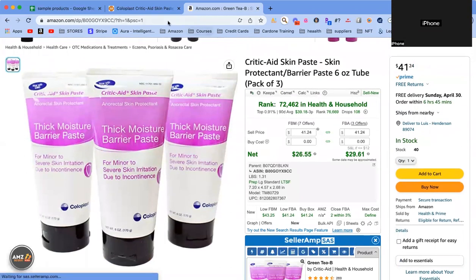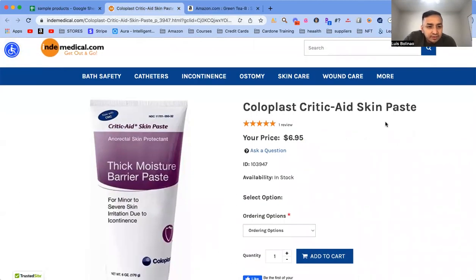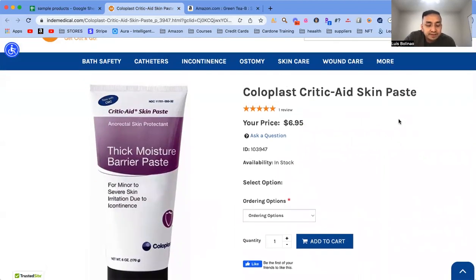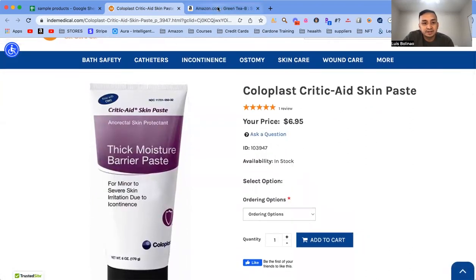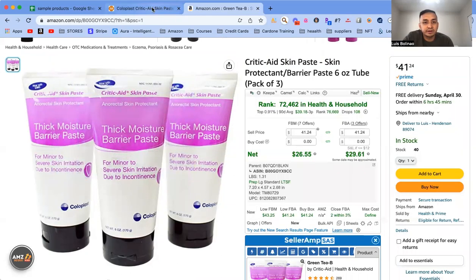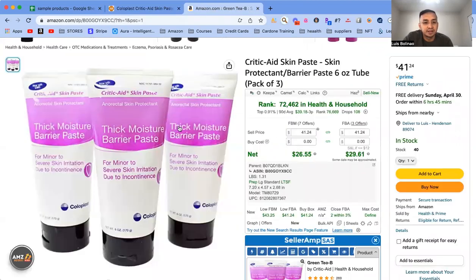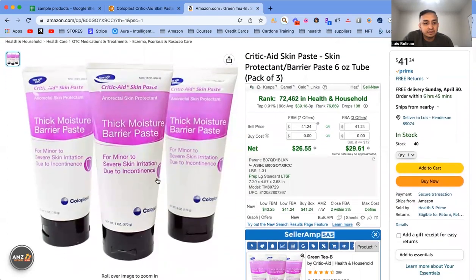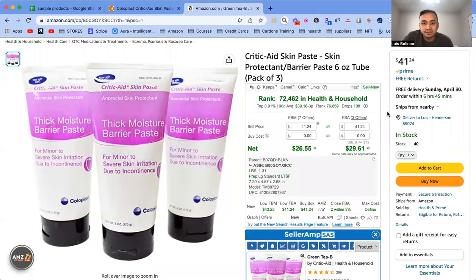So this one is, what is this? It's like a cream, skin cream. So I usually check if the products match. So it looks like it's the same. It's thick, moisture barrier paste. Paste for minor, severe skin irritation content. Okay. Looks like the same. Coloplast. Yeah, so this one's the same product. Same product, but different branding, I guess.